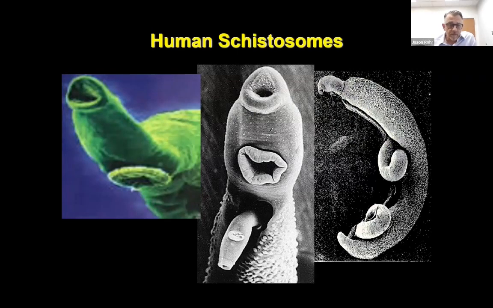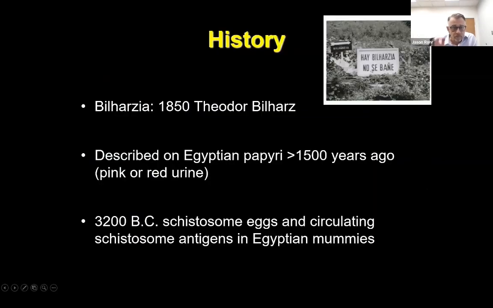But the real public health issue, the one that causes most of the damage across the globe to human health, are the human schistosomes. So these are different electron microscopy images of human schistosomes. This is the male here and the female here. That's in the gynecophoral canal of the male schistosome.